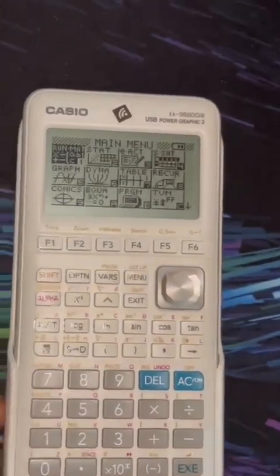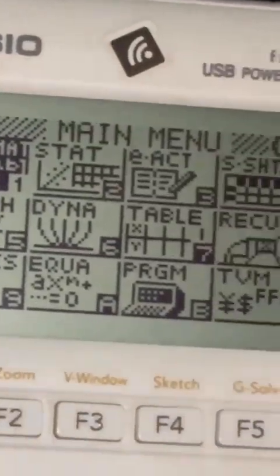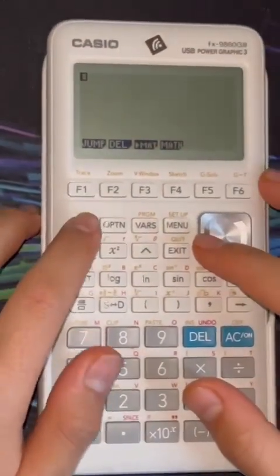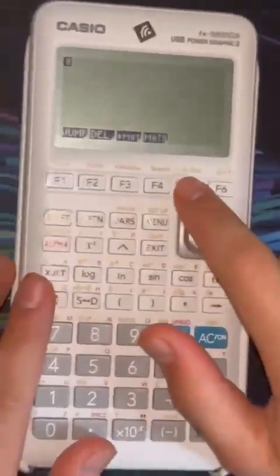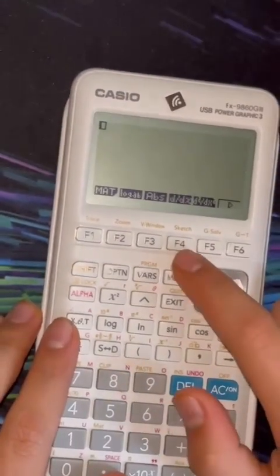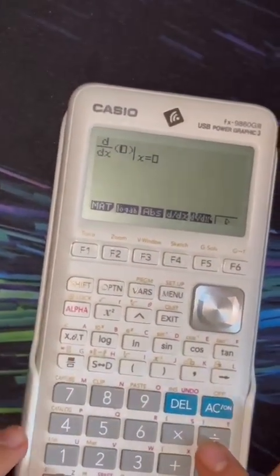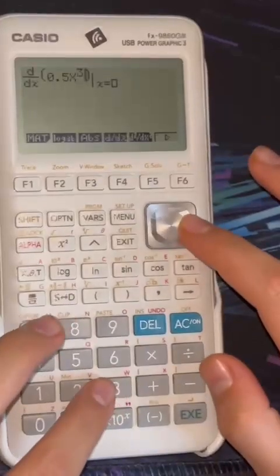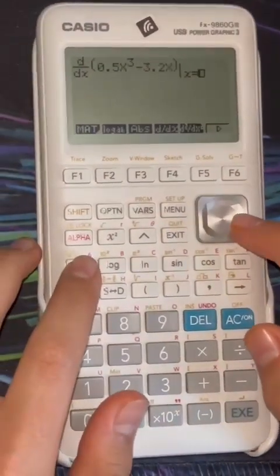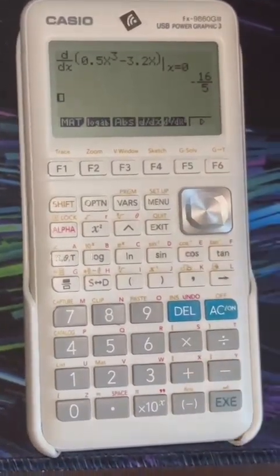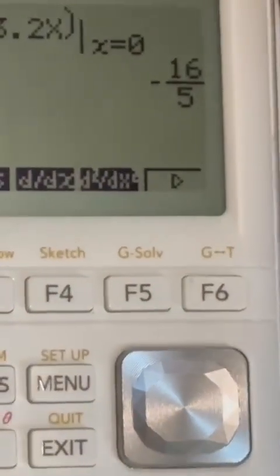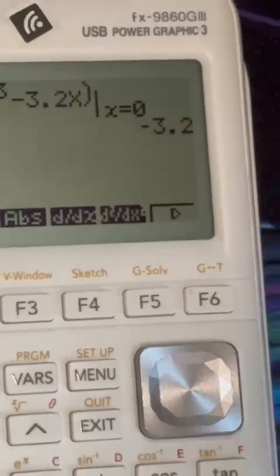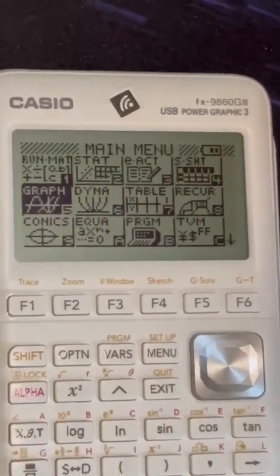Well, after doing that, we go back to the main menu to look for the inflection point of F. We go back to run math. After that, we need to select shift and options. Then we select the letter F4 for looking for the derivative, that is dx. After that, we can see that we have the derivative. We select the function that is 0.5x^3 minus 3.2x. After that, we set x equal to the number 0, and we have the answer that is 16/5. With the sketch, to convert this, we have the minus 3.2.